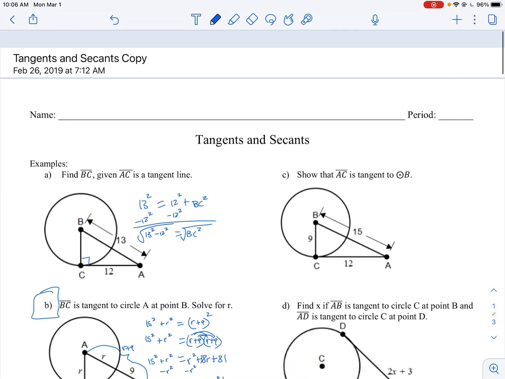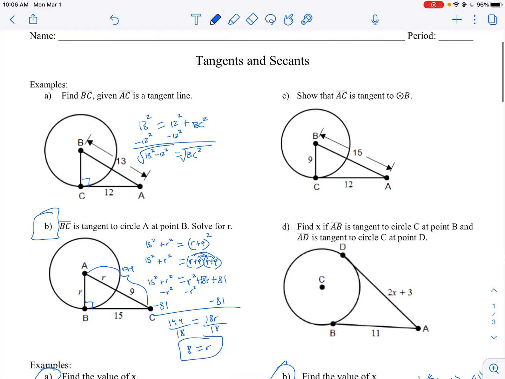So there you go. Should be pretty easy, not too bad. You just have to remember your properties as you go through these.